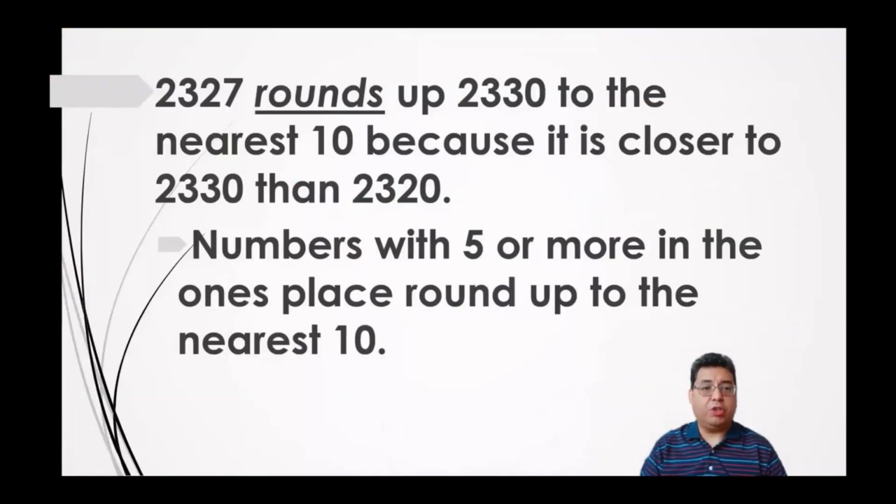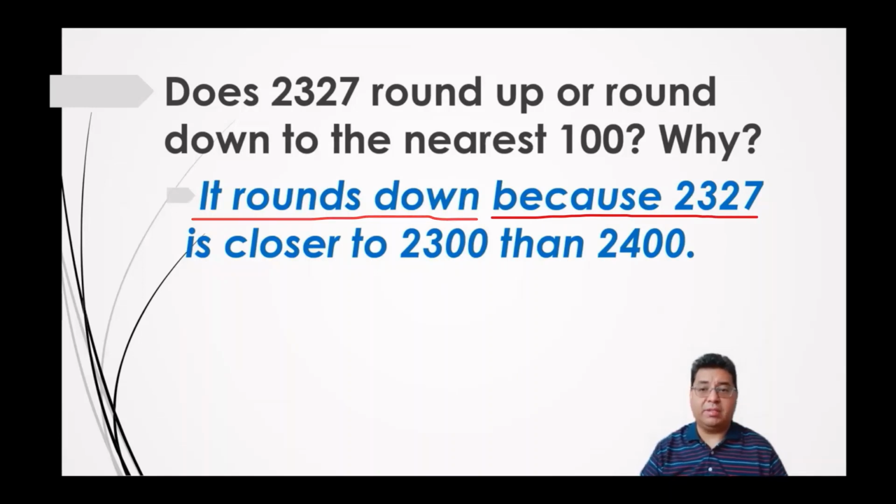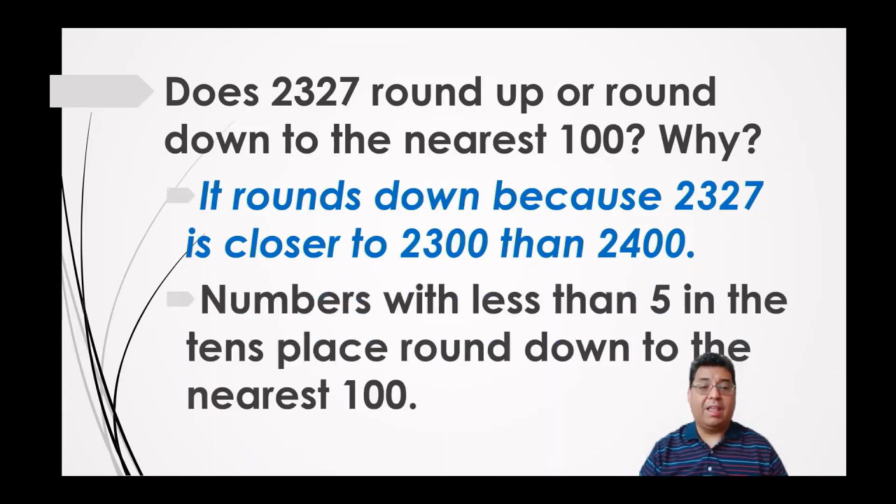So just keep in mind that 2,327 rounds up to 2,330 to the nearest 10 because it is closer to 2,330 than 2,320. And remember, numbers with 5 or more in the ones place round up to the nearest 10. Okay, so remember, that's what the rule is. All right. So my first question to you is, does 2,327 round up or round down to the nearest 100? And then why? Okay, so reading this carefully, we know that it rounds down because 2,327 is closer to 2,300 than 2,400. And remember, numbers with less than 5 in the tens place round down to the nearest 100. Okay, so always got to remember that rule, please.